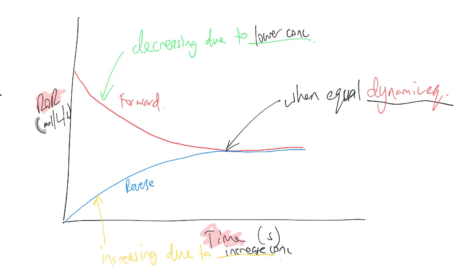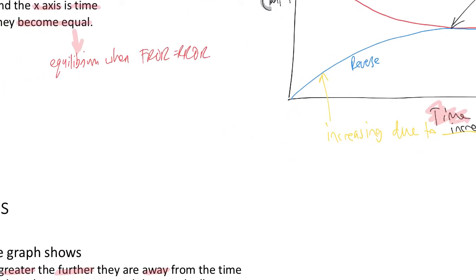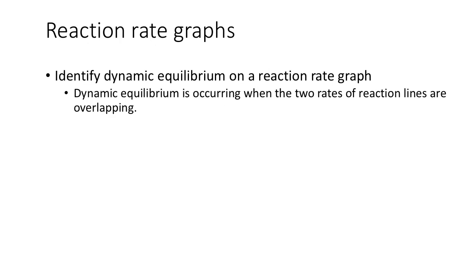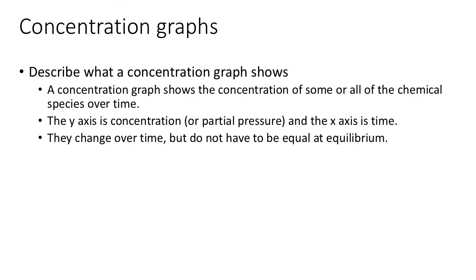Okay, so dynamic equilibrium is when they're equal. What does that mean? Dynamic equilibrium is when the two rates of reaction overlap. And therefore, that's when you know that there is dynamic equilibrium, because both reactions are effectively going at the same rate. Okay, let's have a look at concentration graphs this time.